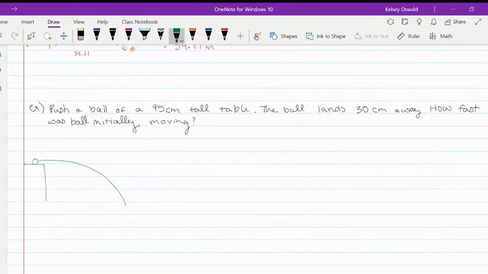Okay, fall off a 95 centimeter tall table. That means vertically, our ball is traveling a distance of 95 centimeters.